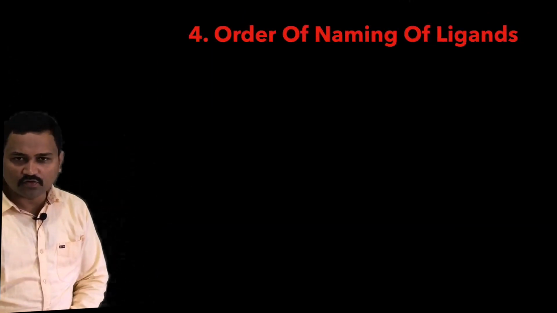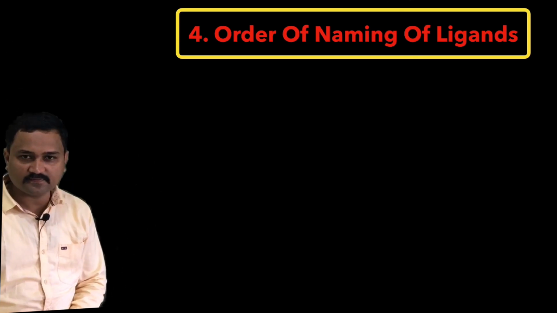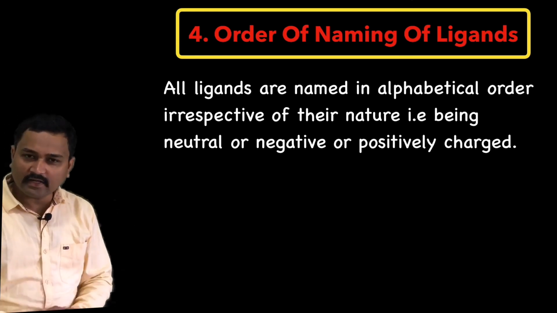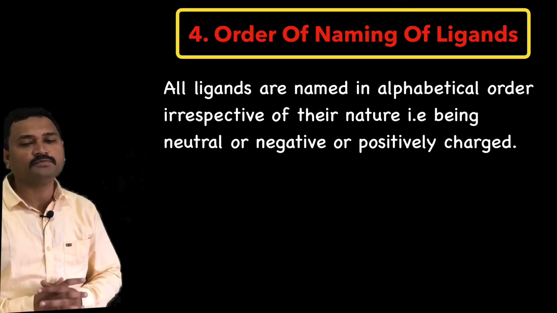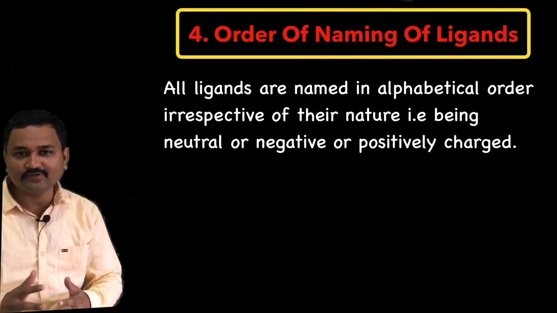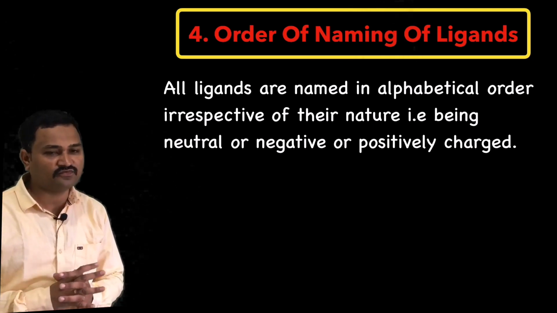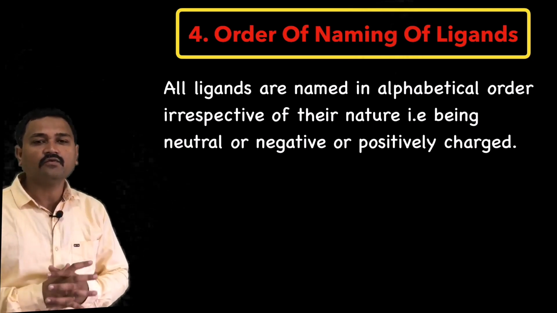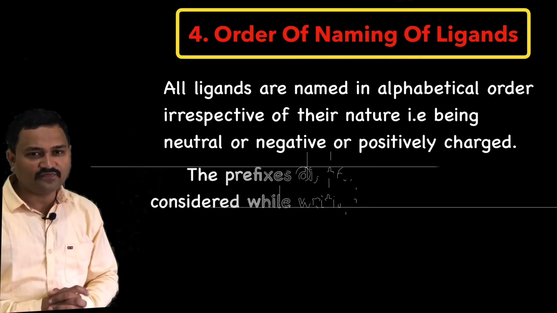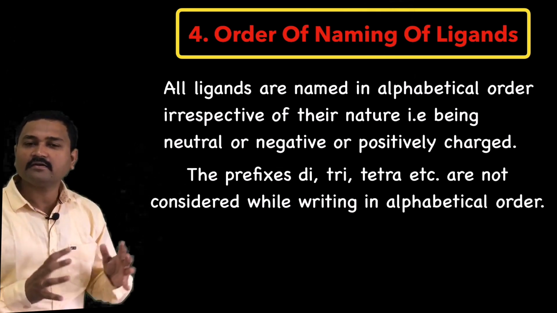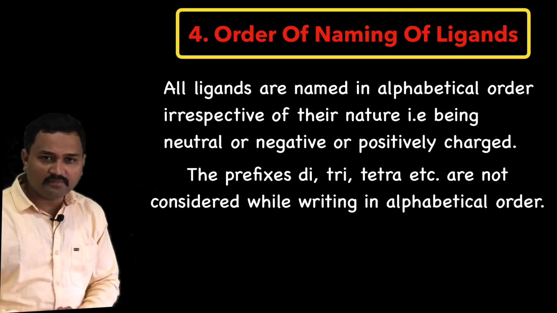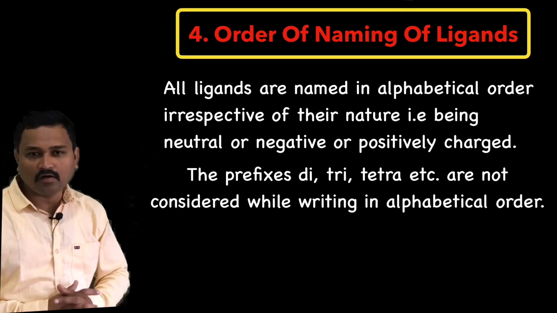Now the rule number 4, the order of naming ligands. Here the ligands are named in alphabetical order irrespective of their nature. That is, they may be positively charged, they may be negatively charged, or they may be neutral or free radical ligands. Here we have to just follow the alphabetical order. While the prefixes di, tri, tetra, etc. are not considered for naming in alphabetical order.